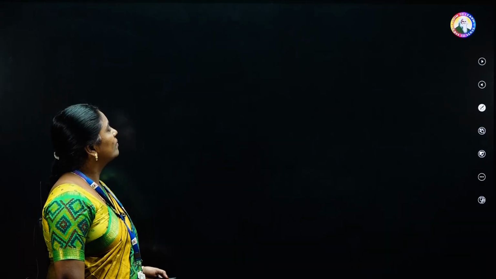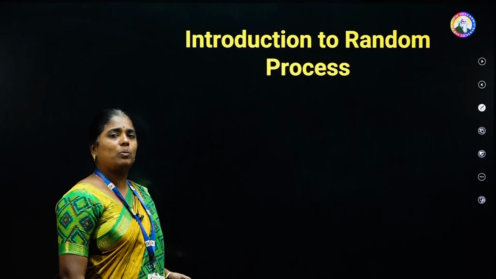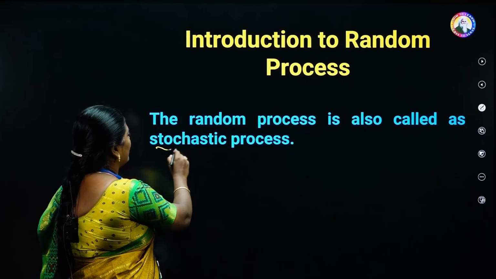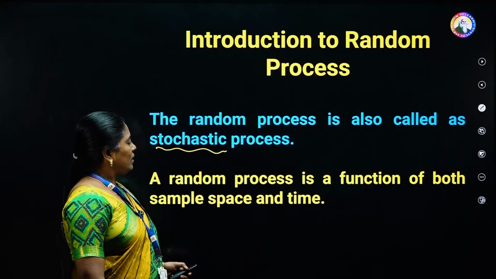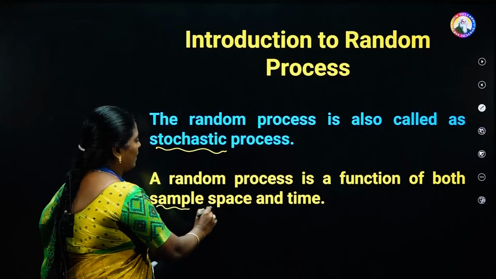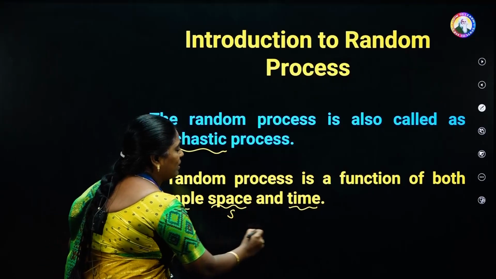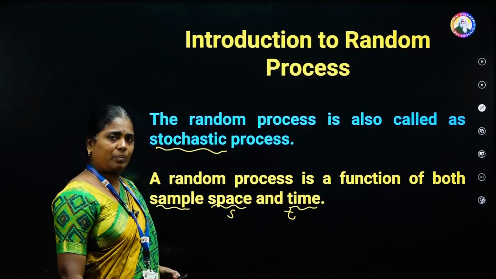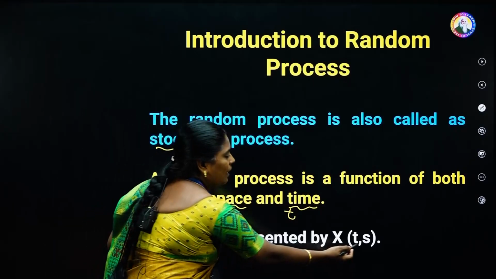Okay? In that, the first one is introduction to random process. First we have to know what is meant by random process. Random process is also known as the stochastic process. If you see the definition of random process, it is a function of both sample space as well as time. The sample space is indicated with S and the time is indicated with T. That's why the random process is the function of both S, T. Hence, the notation for the case of random process is x of t, s.